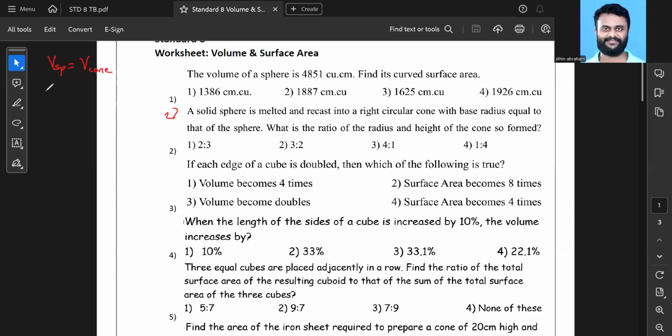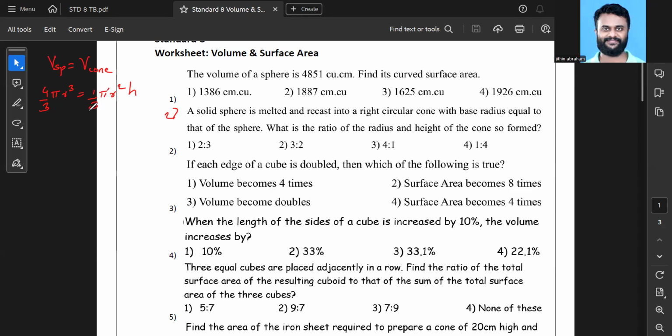So I'll write the formula for volume of sphere, that gives me 4 by 3 pi r cube. I'll write the formula for volume of cone, that gives me 1 by 3 pi r square h. Now, since they have said that the radius for both of them is the same, this radius and this radius are one and the same. So I'll simply cancel now.